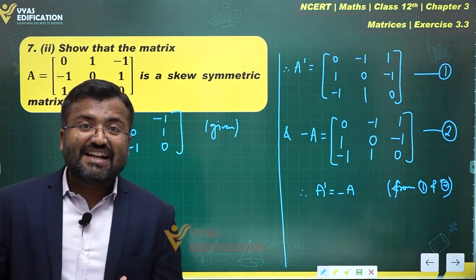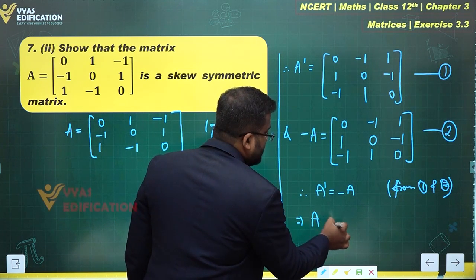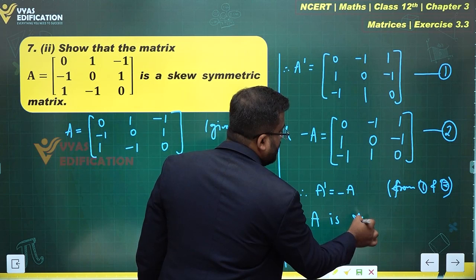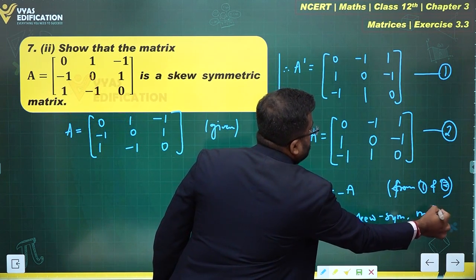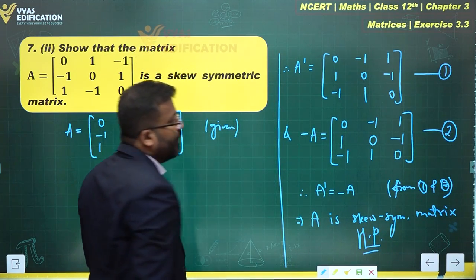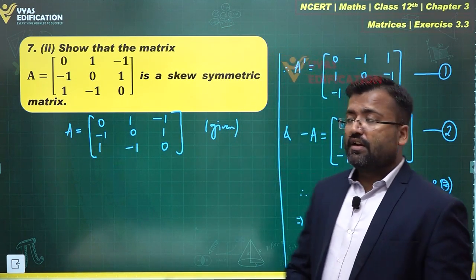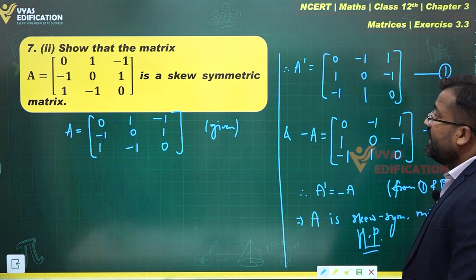Yes, and this is the definition of a skew symmetric matrix: if A transpose is equal to minus A, then A is a skew symmetric matrix. Then A is a skew symmetric matrix, hence proved. This is what we wanted to prove. Yes, that is all for this question over here. You can take a look at the complete solution, and I'll get aside for a minute.